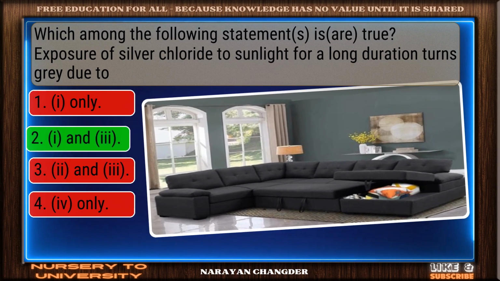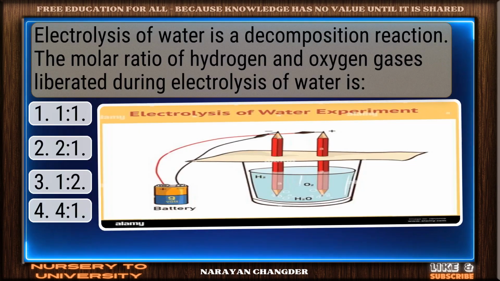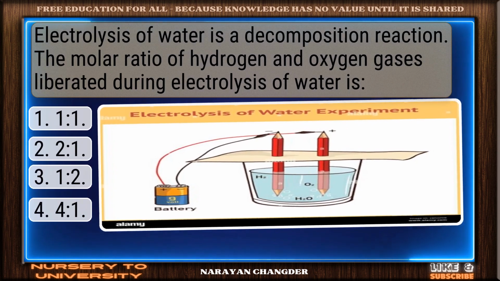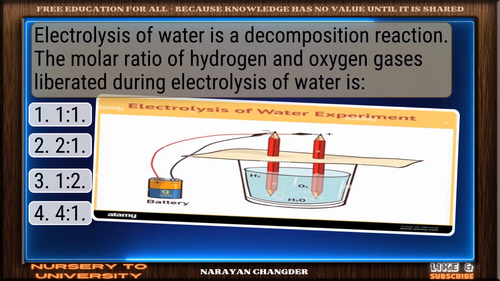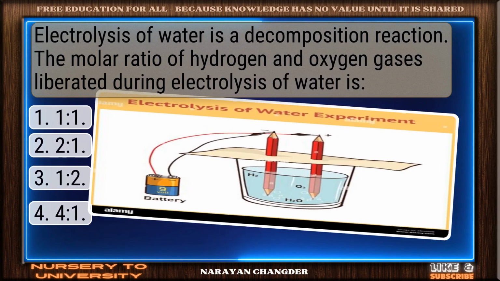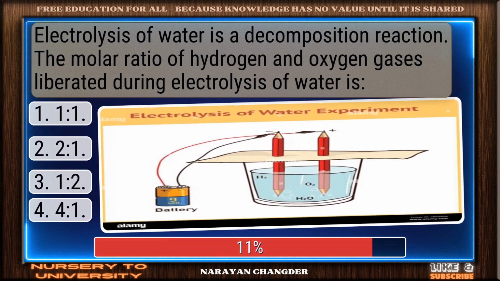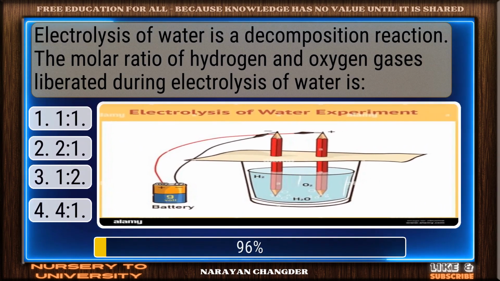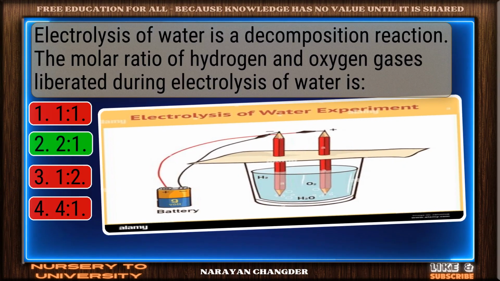Clear logic and sound. Electrolysis of water is a decomposition reaction. The molar ratio of hydrogen and oxygen gases liberated during electrolysis of water is? Correct. 2:1 is spot on.